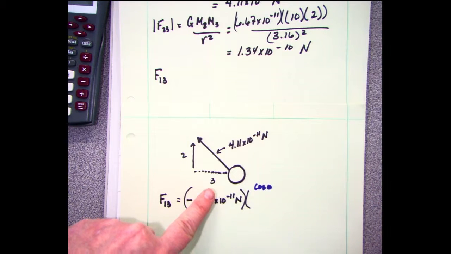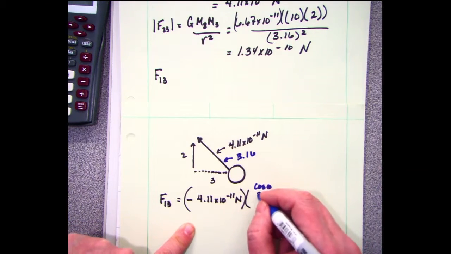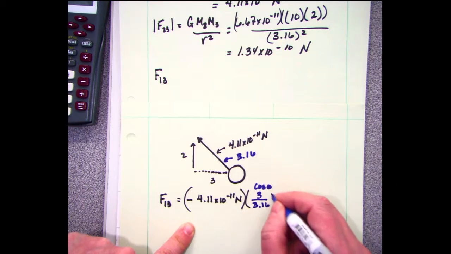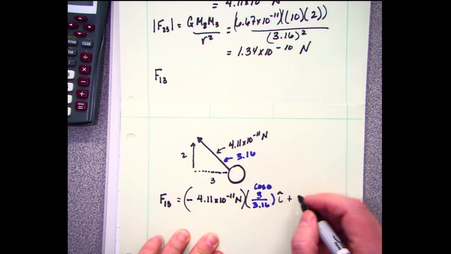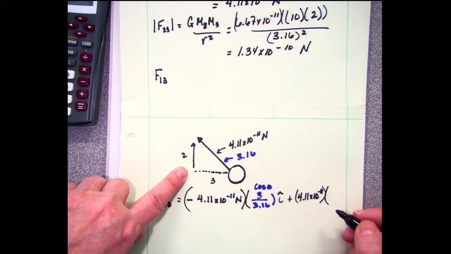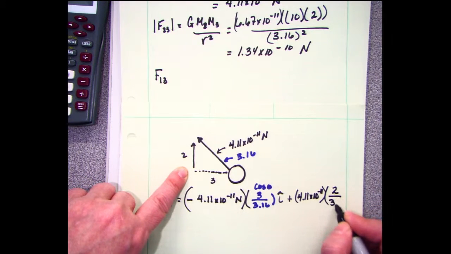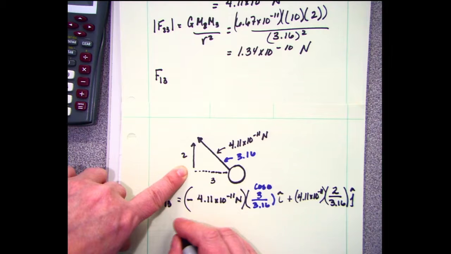That is an engineering shortcut. I don't have to go in there and actually calculate the angle unless somebody is asking me for it. So it makes it a little bit of a shortcut when I'm working the problem, and that's in the i direction. I'm going to do the same thing for the y, except now it's 4.11 times 10 to the minus 11, and I want the sine of the angle. So that's going to be 2 over 3.16 in the j direction. And if I carry out the mathematics, I get minus 3.43 times 10 to the minus 11 in the i direction plus 2.28 times 10 to the minus 11 in the j direction.